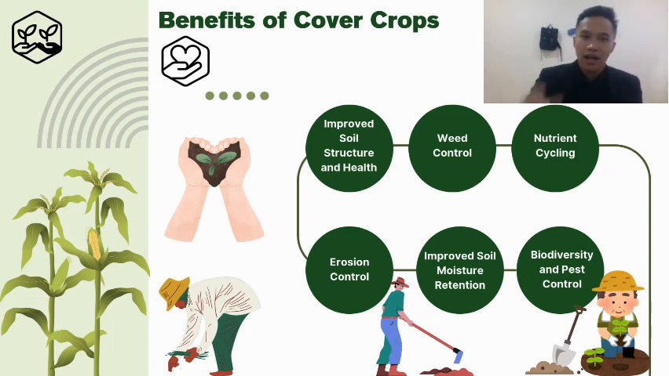Nutrient cycling is when leguminous cover crops fix nitrogen from the atmosphere, enriching the soil with these essential nutrients for subsequent crops. This will reduce the need for synthetic nitrogen fertilizers. And we have erosion control. The roots of cover crops help bind soil particles together, reducing erosion caused by wind and water. This is particularly important in areas prone to soil degradation, such as sloping land.